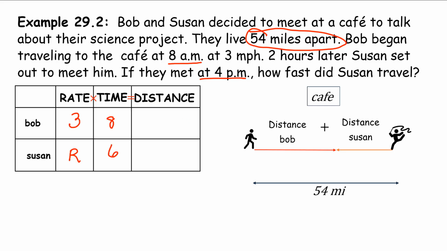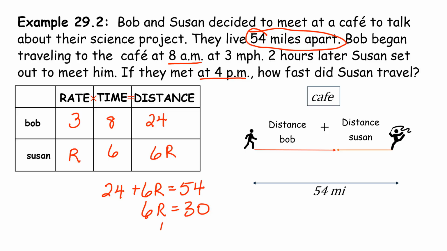And now I know that Bob's distance is 24, 3 times 8, and Susan's distance is 6R, and I know that those two distances add up to 54. So now we just solve for R. We'll have 6R is equal to 30, so R is equal to 5 miles per hour. And that, if we look at the chart, is Susan's rate. And that is exactly what they're asking for. So that is the answer.